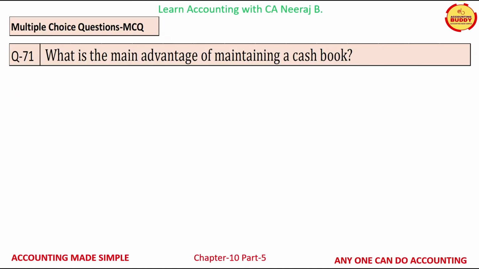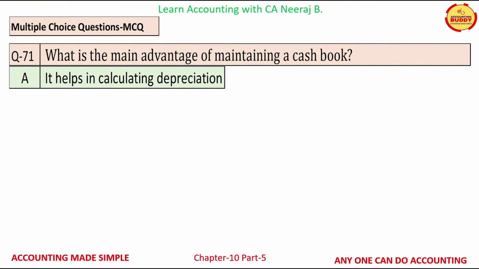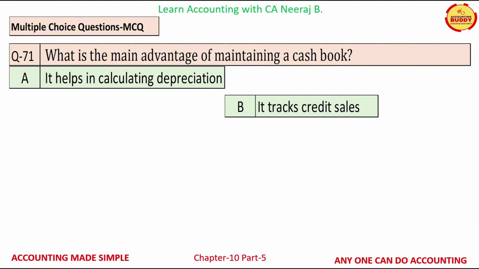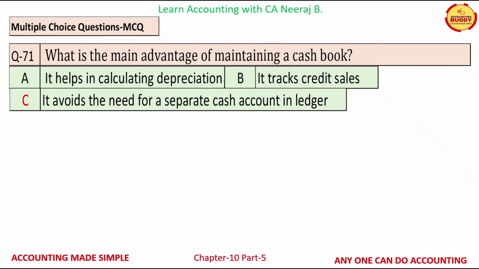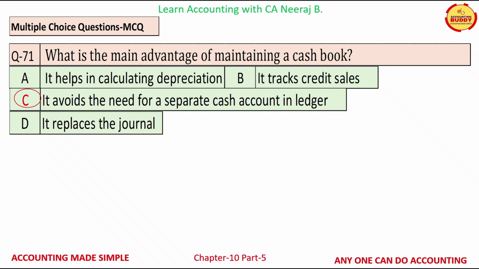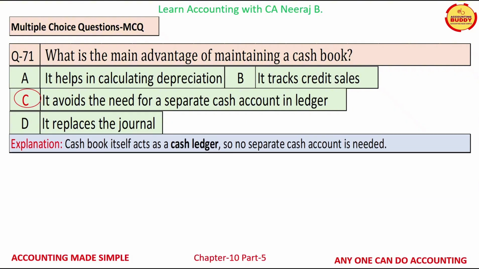Question number 71 is, what is the main advantage of maintaining a cash book? And the available options are option A, it helps in calculating depreciation, option B, it tracks credit sales, option C, it avoids the need for a separate cash account in ledger, and option D, it replaces the journal. And the correct answer is option C, it avoids the need for a separate cash account in ledger. Cash book itself acts as a cash ledger, so no separate cash account is needed.